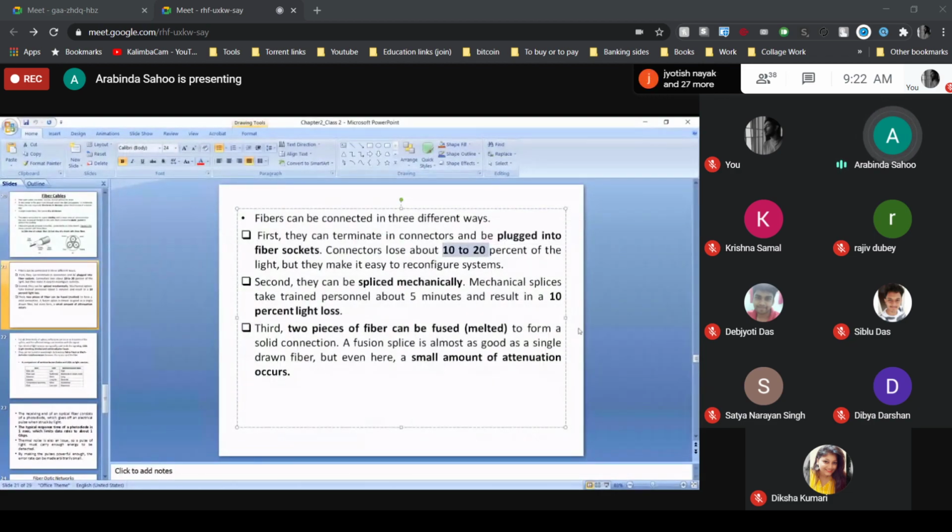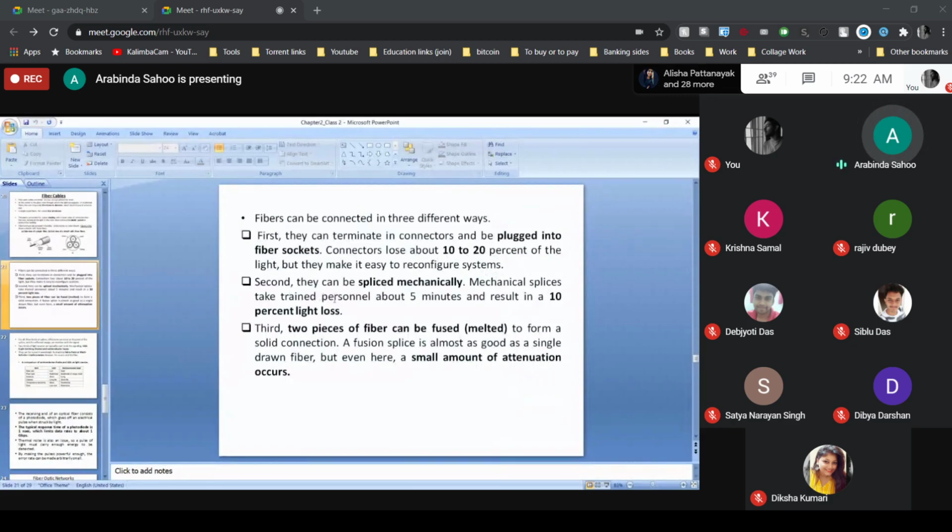Simply write down: the loss in the case of fiber sockets used to interconnect two fibers is around 10 to 20% of the light.